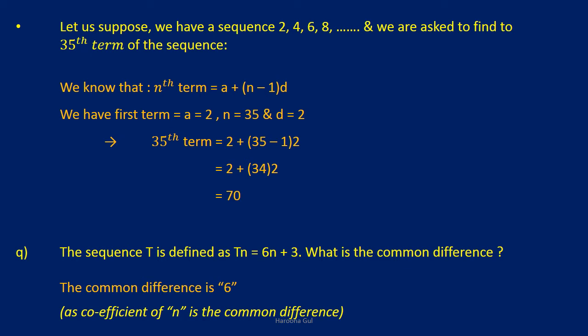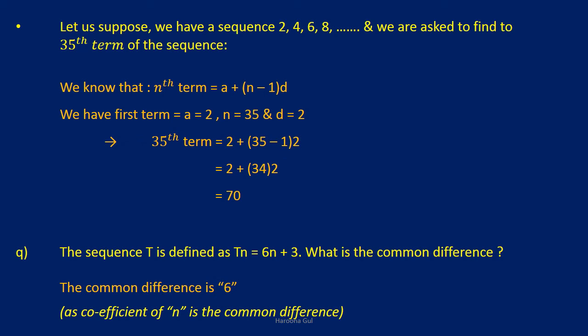Let's now do a very simple question on arithmetic progression. If we have a sequence 2, 4, 6, 8 and so on, and we are asked to find the 35th term of the sequence, what we will do is check two things. The first term, which is equal to a, which is equal to 2 here, and the common difference, which is also 2 here. And n is equal to 35, the term number, right? So 35th term is equal to 2 plus 35 minus 1 into 2, which is equal to 70.